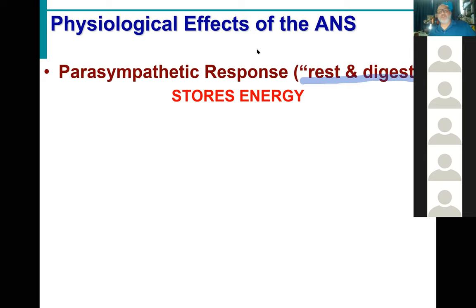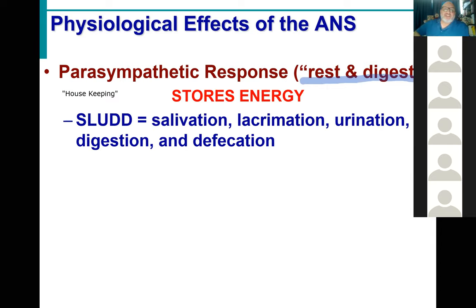As I mentioned, our parasympathetic is where we store energy. These are what I like to think of personally as our housekeeping type of activities. So again, maintaining homeostasis, storing energy. One good mnemonic for the parasympathetic is SLUD. SLUD is a description of all of the major physiological processes that our parasympathetic nervous system is responsible for. What's salivation? Like saliva, drool. Yeah, producing saliva.